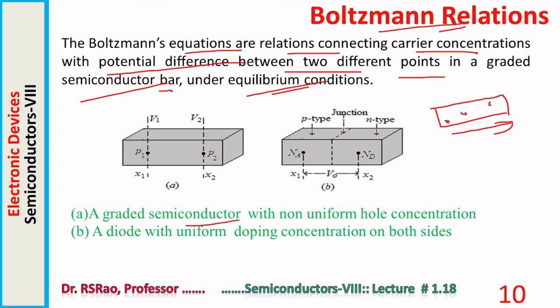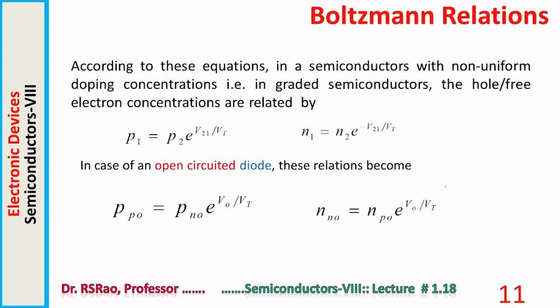Here is a graded semiconductor bar. P1 is concentration at x1, P2 is concentration at x2, V1 is potential at x1, V2 is potential at x2. This is the semiconductor bar, whereas this one is a diode, P-type, N-type, Na is the concentration of P-type impurities, Nd is the concentration of N-type impurities.